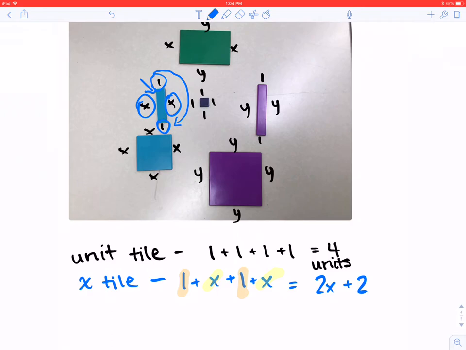I have 2 X tiles, or 2 X's, 2 sides, and 2 units. The units I can combine, the 2 sides I can combine. So the area around is 2x plus 2.